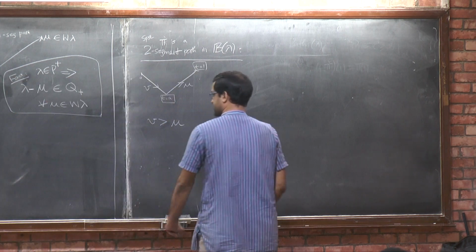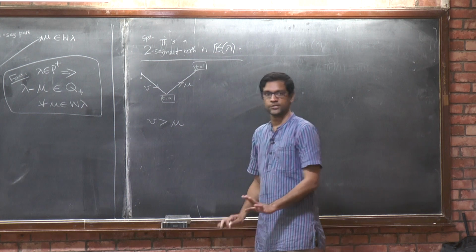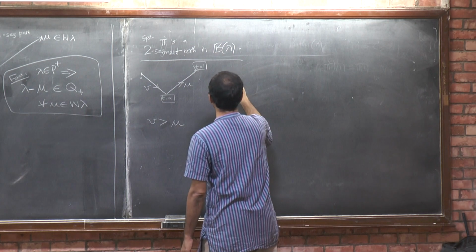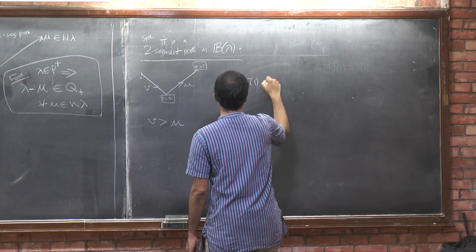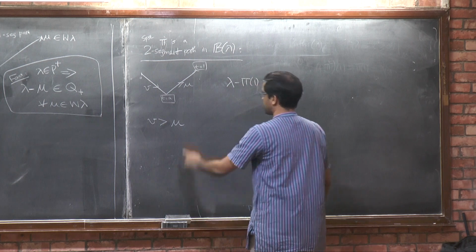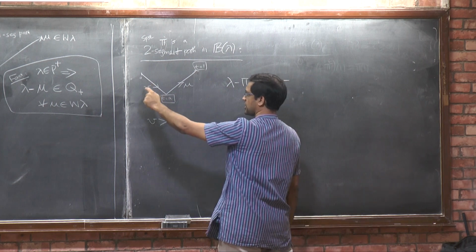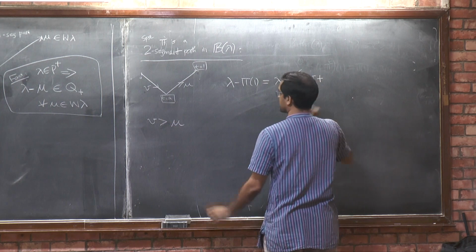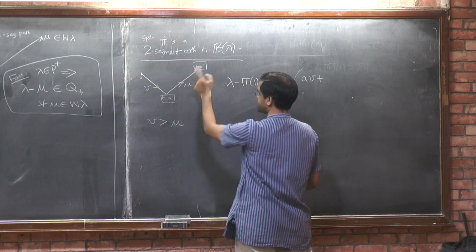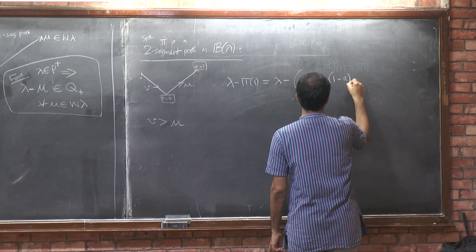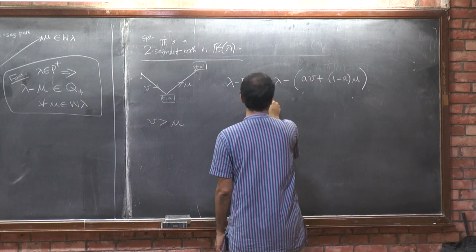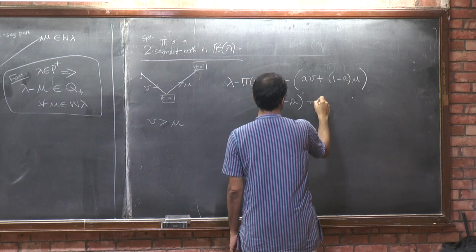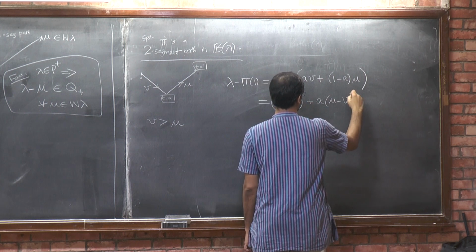Now let's try to impose this condition that lambda minus pi 1 is in Q plus. Okay. So if this came from B lambda, let's compute lambda minus pi 1. So this is lambda minus, so what is pi of 1? What's the endpoint of this path? It travels along this direction for this much time. So the endpoint is a times nu and then it travels along mu for 1 minus a time. So 1 minus a times, okay, which is lambda minus mu plus a times mu minus nu.